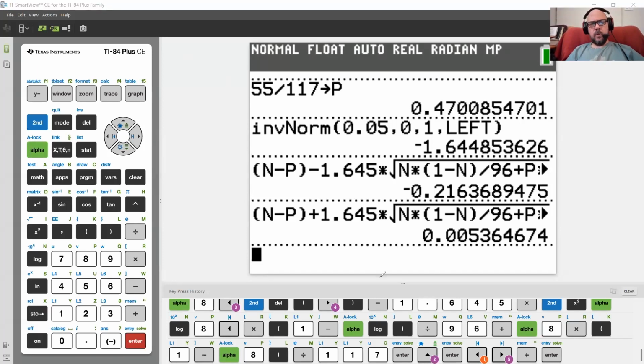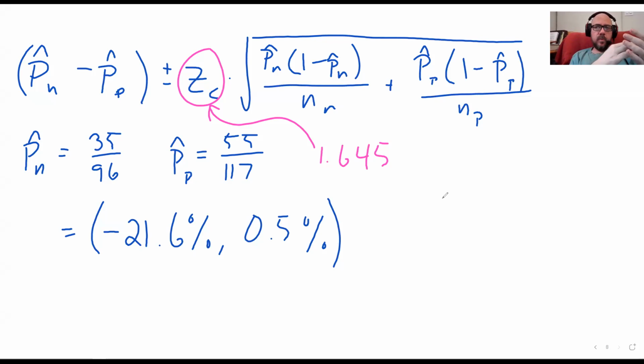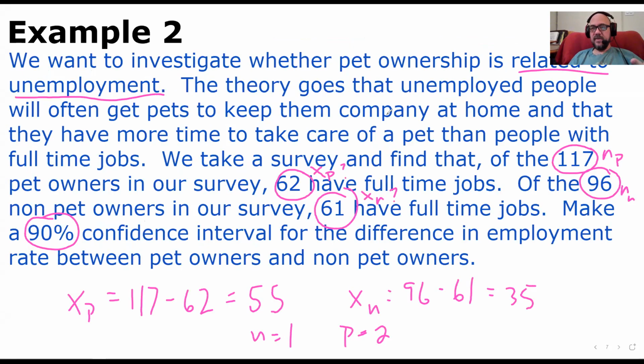So when we took away unemployed pet owners minus unemployed non-pet owners, our theory went that with the extra time at home and need for more company, unemployed people would have a higher proportion of pet ownership. That's not what our data found. I assume some of you probably noticed this already, that 55 out of 117 is a bigger ratio than 35 out of 96, right?